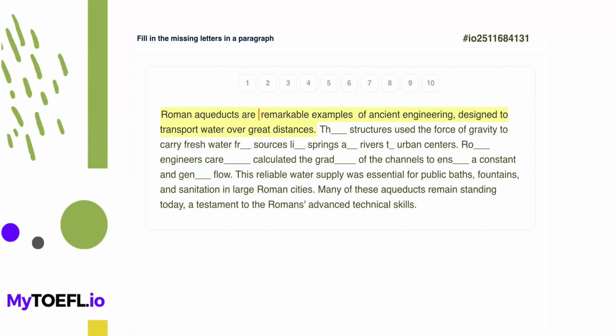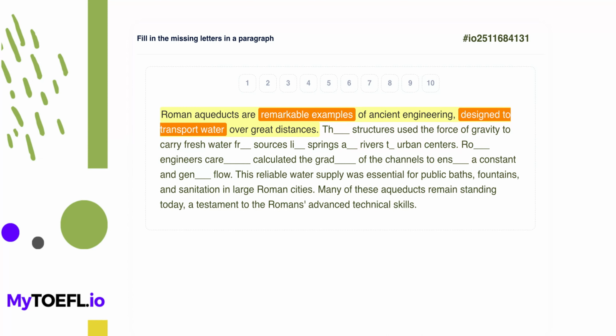First, notice the phrase, remarkable examples. This tells us that the text is positive and focuses on impressive achievements. Next, we see the purpose of these structures. They were designed to transport water, so. This is the core function of an aqueduct. Finally, the phrase over great distances emphasizes the scale of this engineering feat. Understanding these key points helps us predict the technical vocabulary that might appear later.